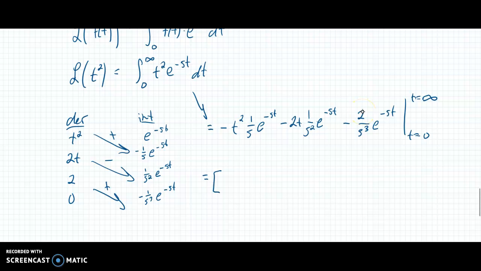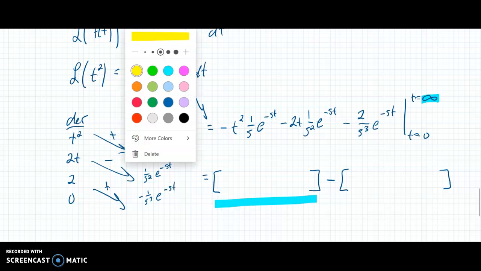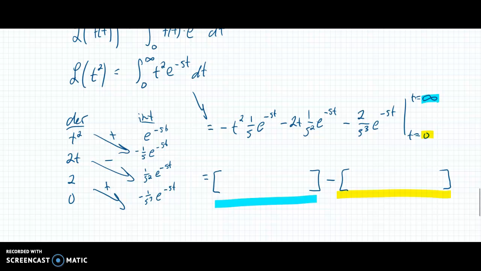I'm going to go like this. So what I'm going to do, I got 1, 2, 3 terms. So I'm going to write 1, 2, 3 things here, and then 1, 2, 3 things here. The t equals infinity will be here, and the t equals 0 will be here. I'm going to write out what they are, and then I'm going to explain why.